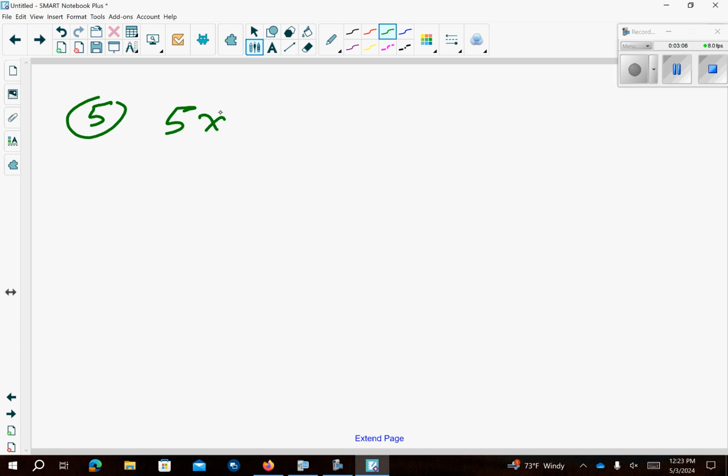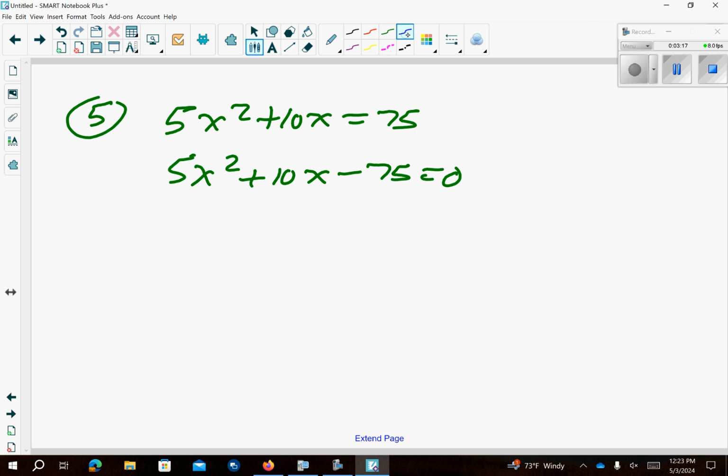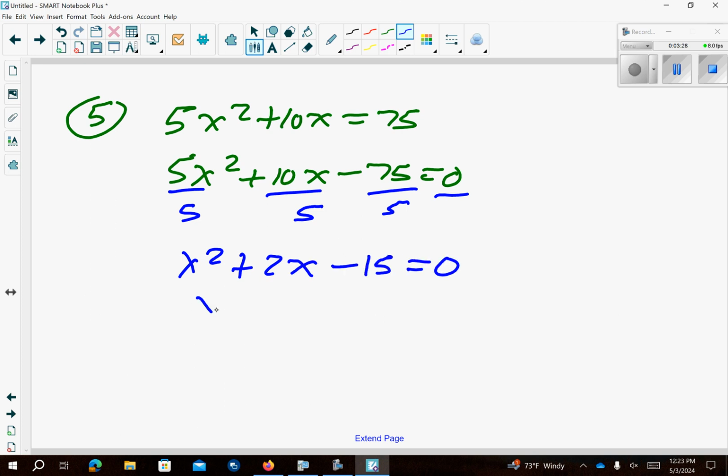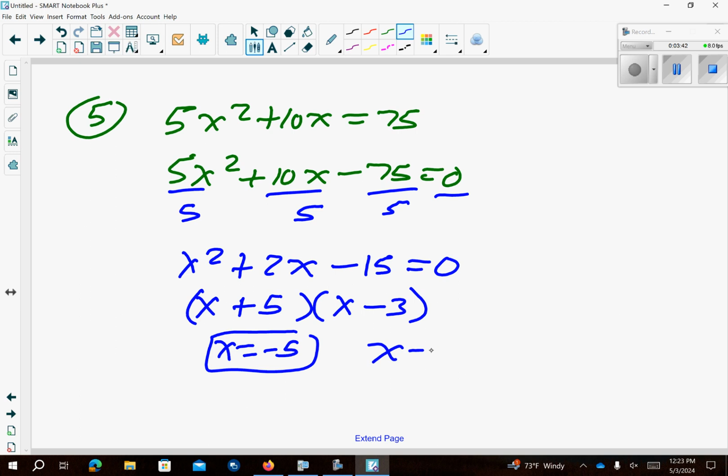Problem number 5. I get 5x squared plus 10x equals 75. It needs to be equal to 0, so I'm going to subtract 75 from both sides. I can go ahead and divide everything by 5, including the 0. That's going to give me x squared plus 2x minus 15 equals 0. So let's factor this now. What two numbers multiply together to give me negative 15, add to give me positive 2? If you do it the fast way, positive 5 and negative 3 work. Set those equal to 0, so x equals negative 5 for one answer. x equals 3 for the other answer.